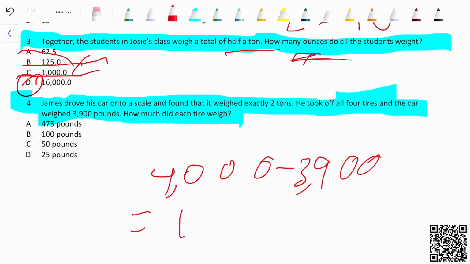So we've got 100. And it says it has 4 tires here, right? 4 tires. So if there's 4 tires and all of the tires together was 100, then that would be 100 divided by 4, which is 25.